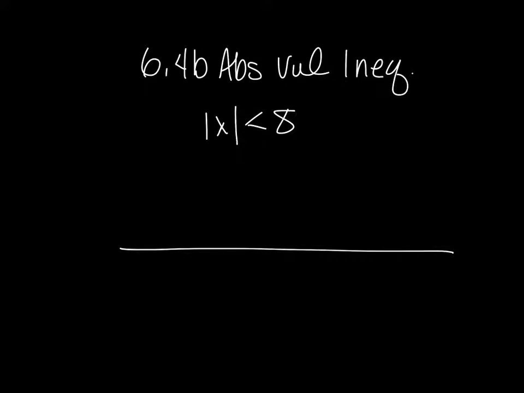So if we have a number line, and we have 0, obviously it has something to do with being 8 away, so we'll go to 8 and -8. Let's see if we can come up with some ideas here. Remember, this is the distance. So x is less than 8 away from 0. It could be 2 away, 3 away, or 7 away from 0.